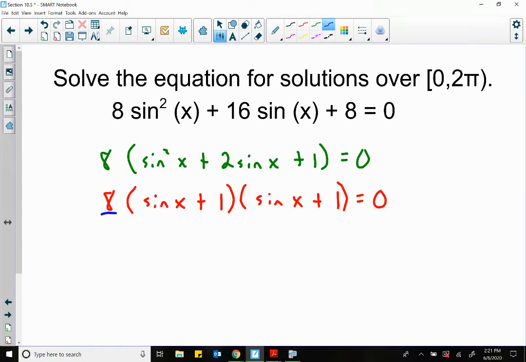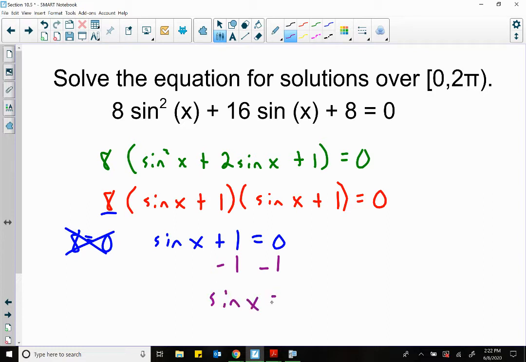So 8 gets set equal to 0, but does that make any sense? No. 8 equal to 0, this is just junk. And then sine x plus 1 equal to 0. I don't have to do both of them because they're both going to end up being the same answer as whatever this comes out to. So don't worry about doing both of them. If we get sine by itself, subtract 1, sine x equals -1. And if you ran the quadratic formula, you would have found that was the answer, -1.